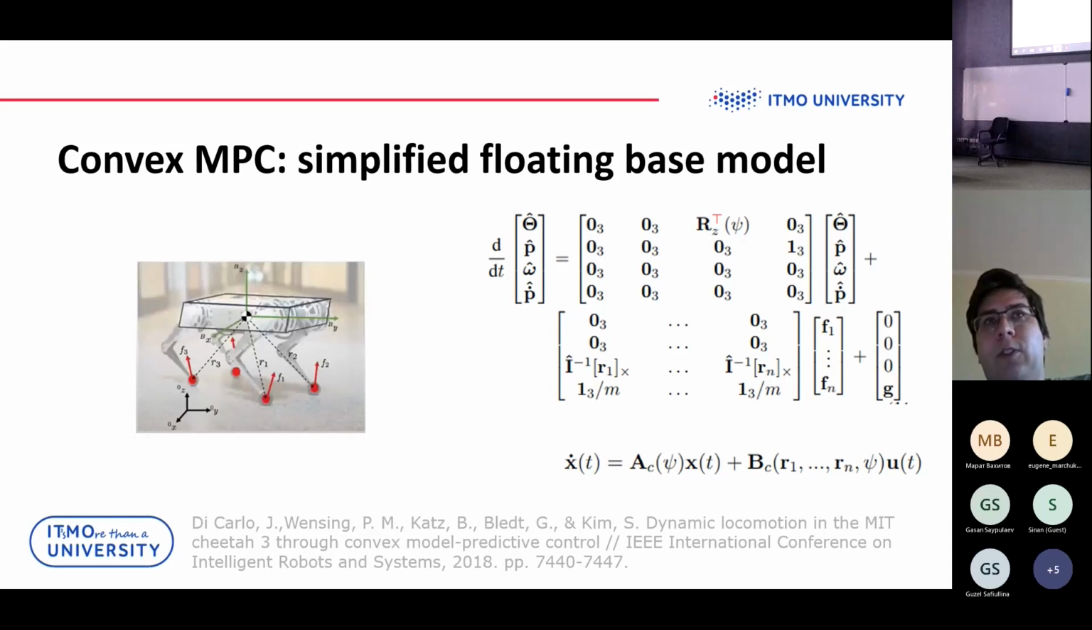and with empirical results, stable control can be reached with this. So we have a linear system. Matrices A and B depend only on the yaw angle and foot positions from the center of mass of the robot.